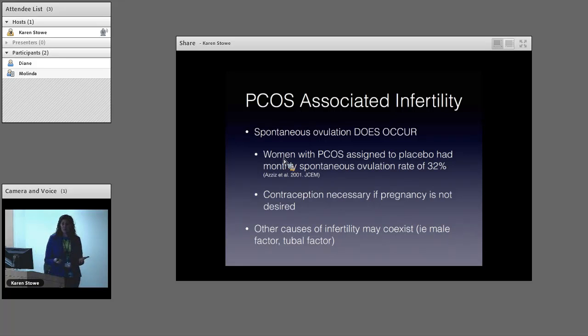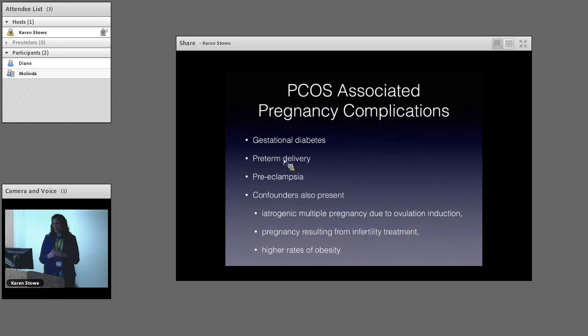PCOS, of course, is also associated with infertility, and that's due to the underlying anovulation. And anovulation can be occurring even in apparently regular cycles. So even if a woman is reporting to you that she's having regular cycles, but she has other signs of insulin resistance or hyperandrogenism, it's a good idea to screen a mid-luteal serum progesterone, which would be 7 days before her anticipated menstrual cycle. And if that progesterone level is less than 4, it suggests ovulation hasn't occurred and she's not having ovulatory cycles.